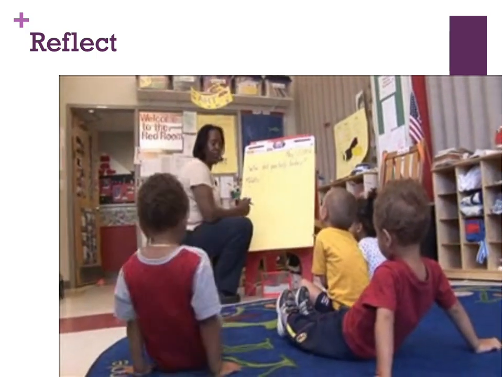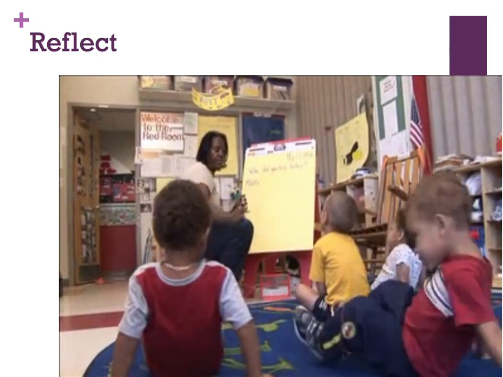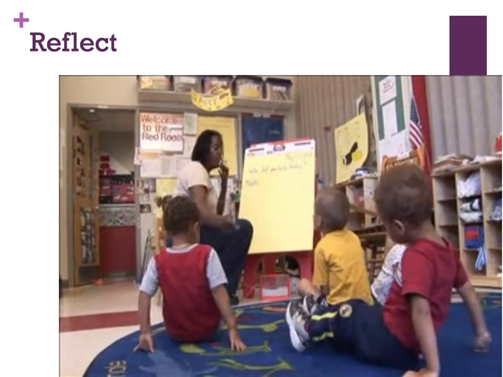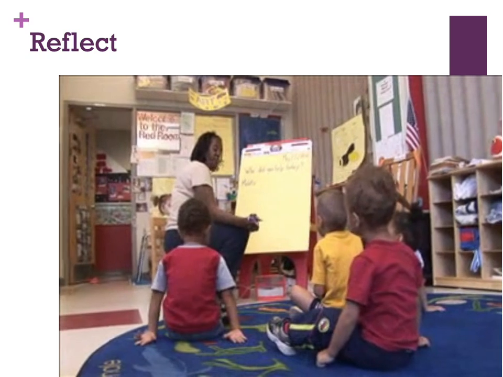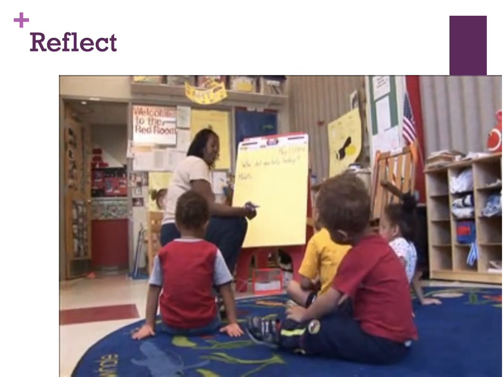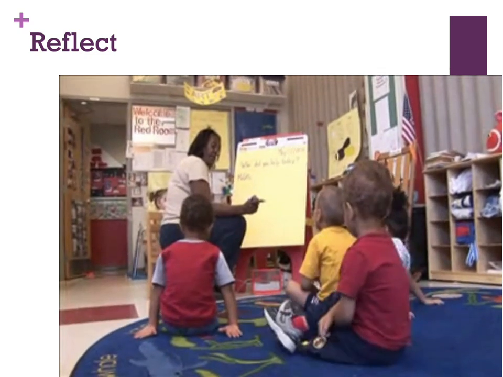Okay, Malachi, how did you help today? Stephen, crisscross applesauce. Thank you. You were stuck in the bench, and who helped pull you out of the bench? Aiden helped pull you out of the bench. And what did you do to help somebody today?